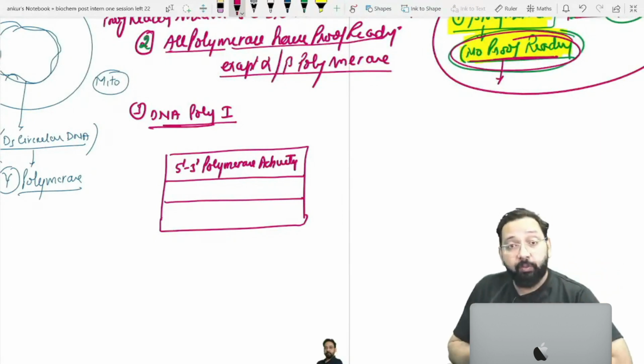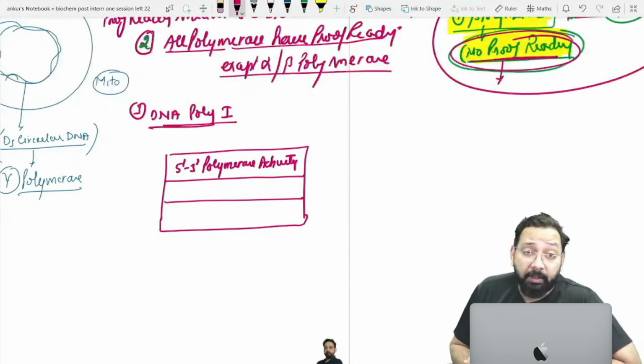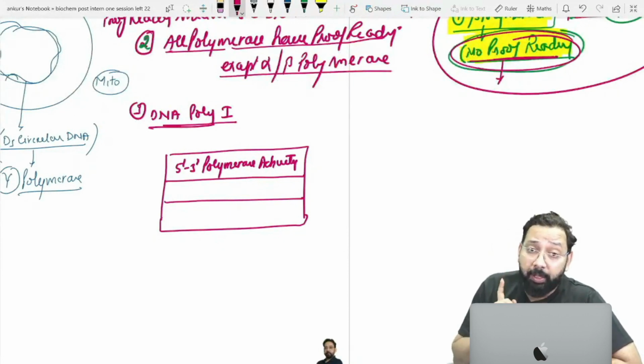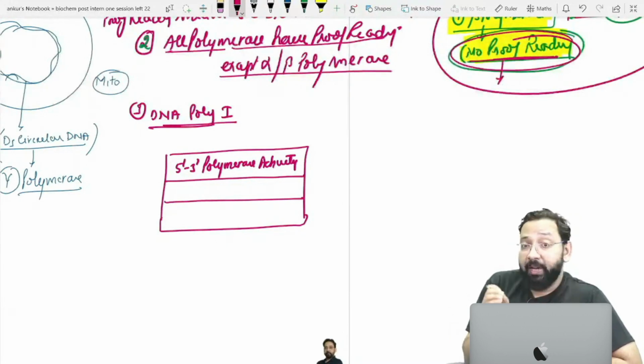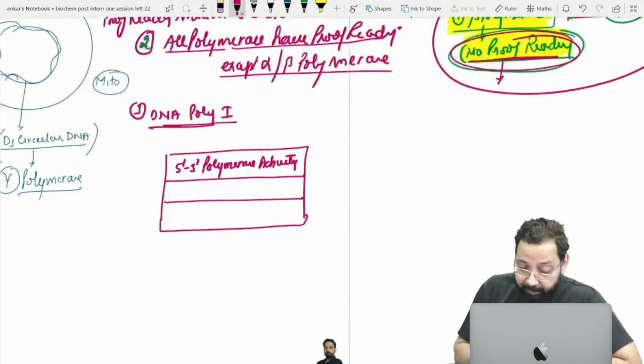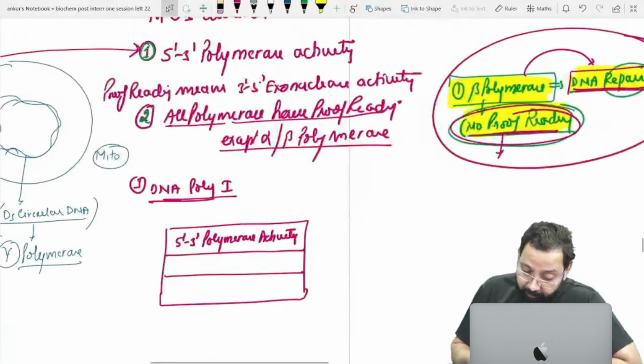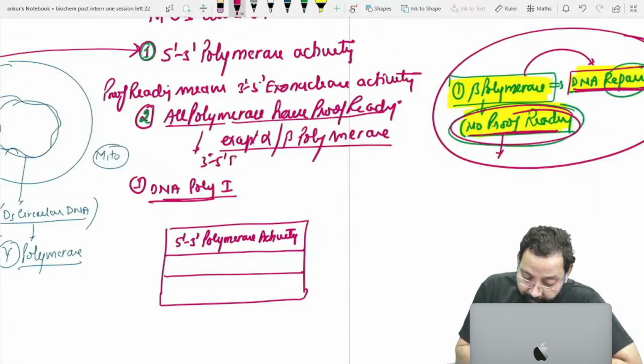Yes, 5 to 3 polymerase activity, DNA polymerase 1. All polymerases have 5 to 3 polymerase activity. All polymerases have proofreading except alpha and beta, and proofreading means 3 to 5 exonuclease activity.